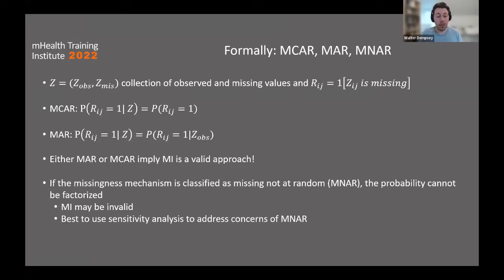A weaker assumption, and the assumption that you can make so that you can then start talking about imputation methods, etc., is the missing at random assumption.